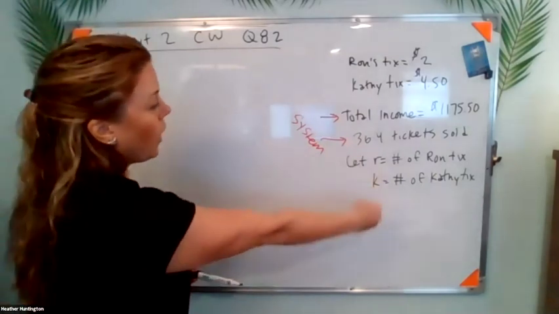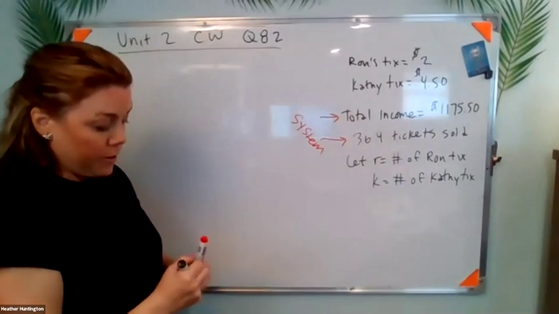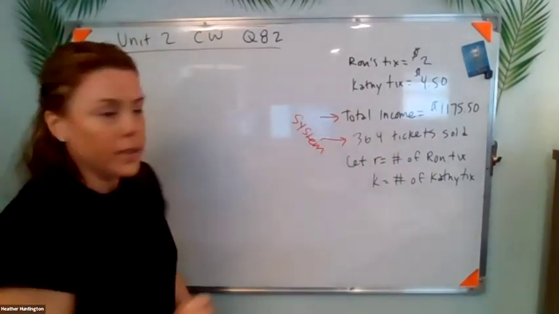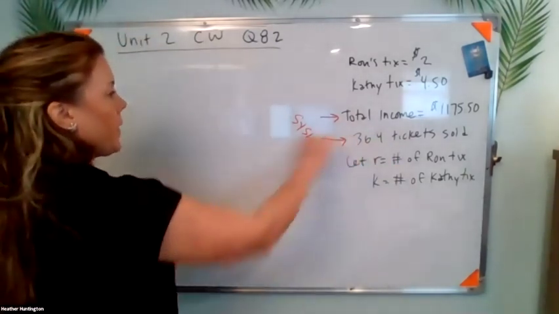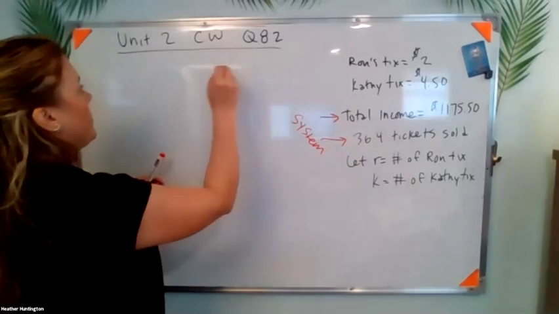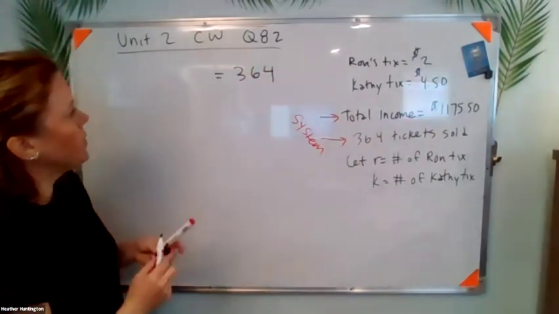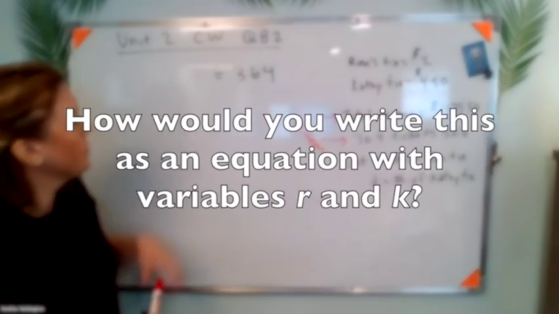You can say X and Y, but then at the end, you just have to double check that you're answering your question. Okay, so let's do 364 tickets. Let's write that one first. So how can we write this with variables? The total number of tickets sold as variables.